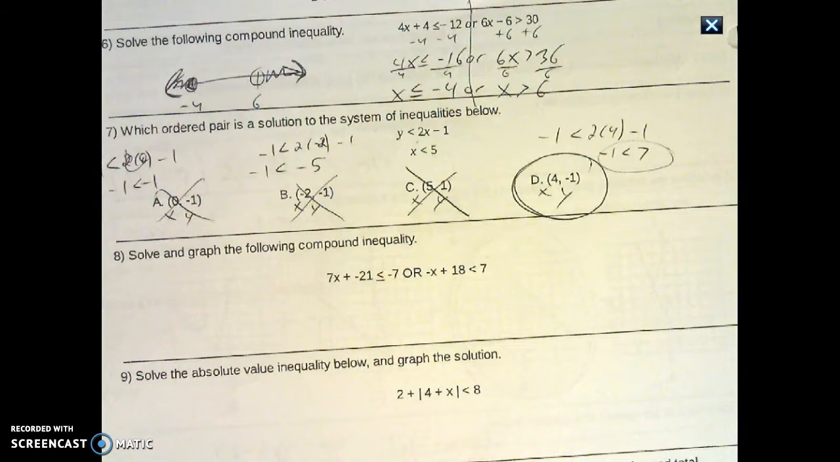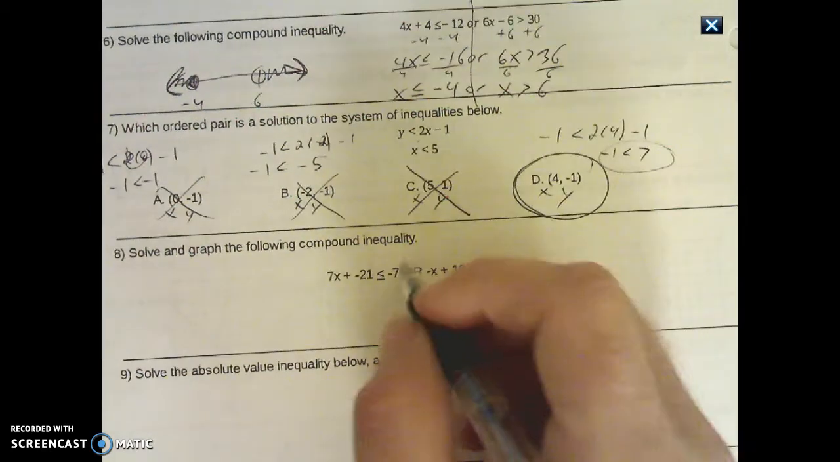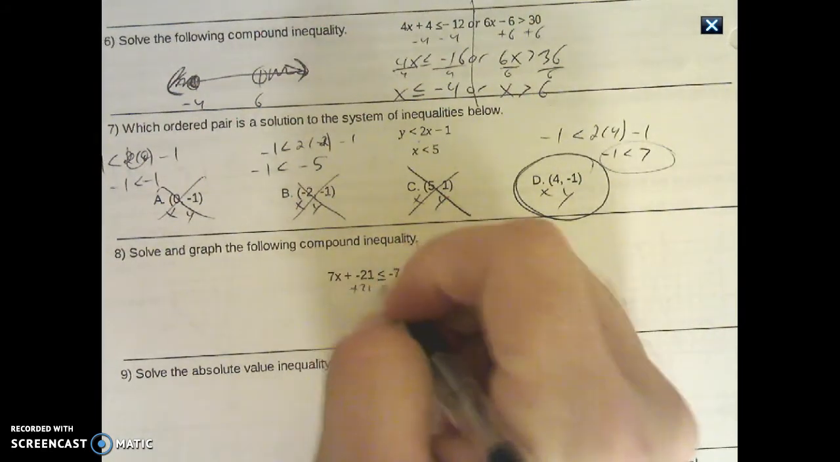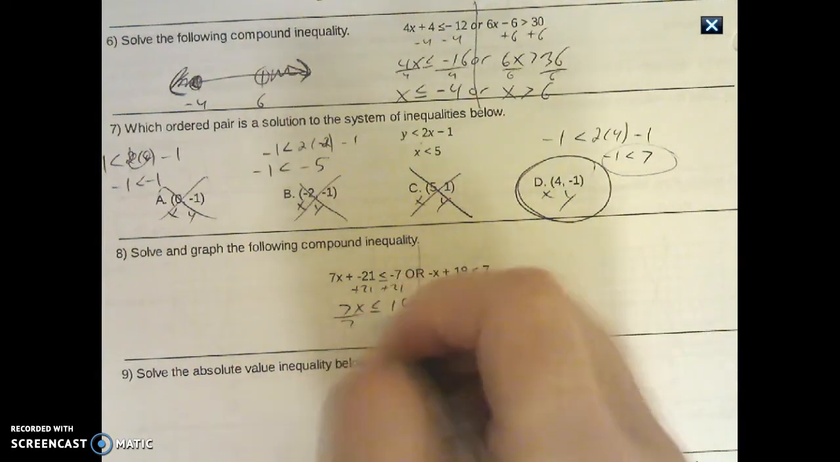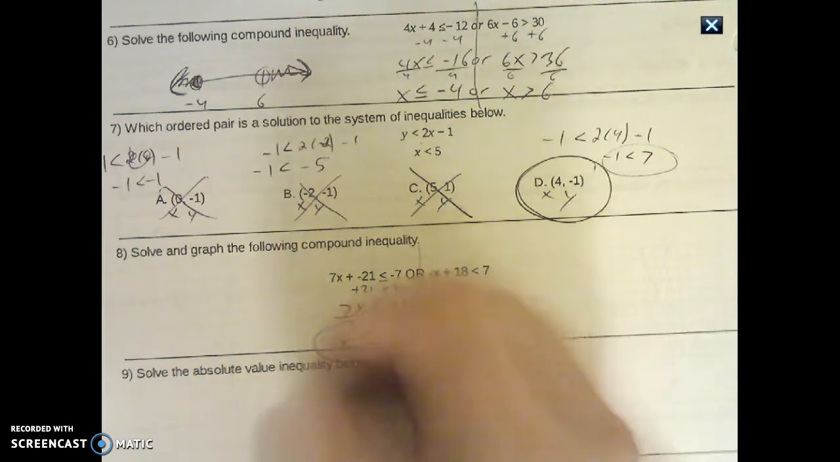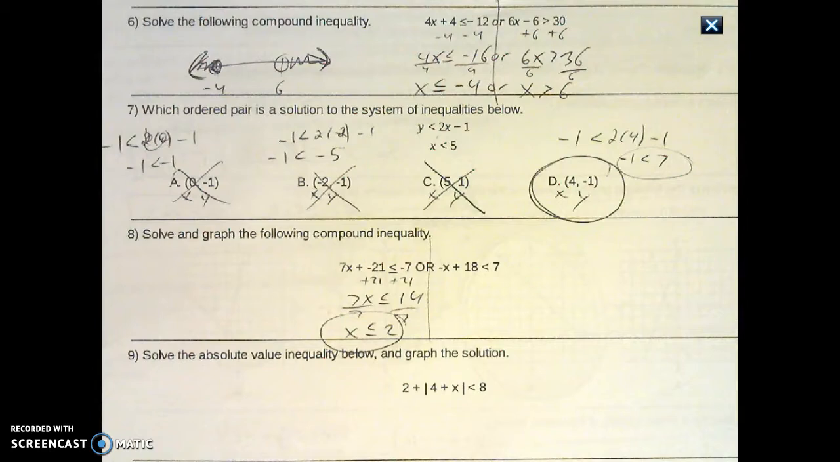Solve and graph the following compound inequality. Much the same. So add 21, add 21. 7x is less than or equal to 14. X is less than or equal to 2. On the right, subtract 18.